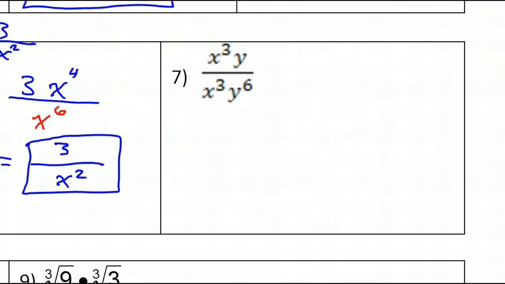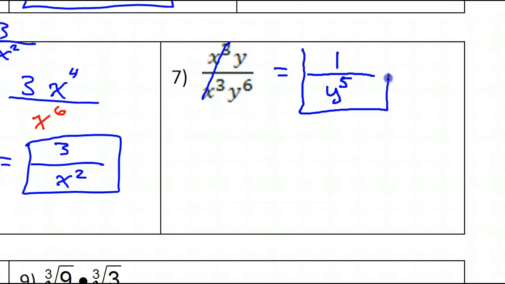Okay, take a look at this next one. Well, we have x to the third power over x to the third power. Those are definitely going to cancel each other out. So focus on this, y over y to the sixth power. I'm hoping you can see that this y is going to cancel out one of these y's and just leave y to the fifth power in the denominator. So we'll need a 1 up there sort of as a placeholder.